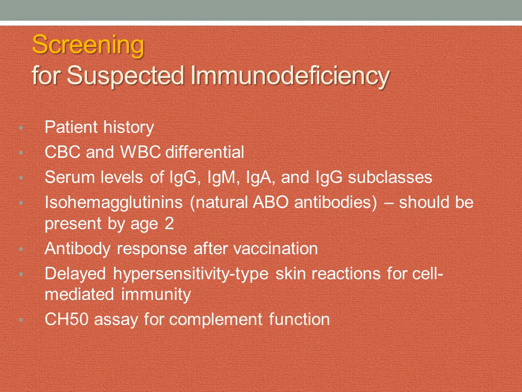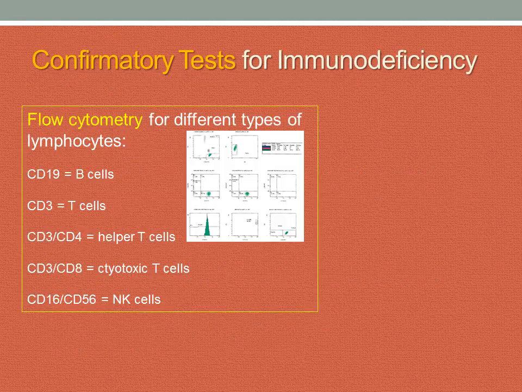CH50 assays, if we think there's a complement issue. DHR assay, if we believe there may be a problem with neutrophil function. Flow cytometry can be very useful in confirming immunodeficiencies.